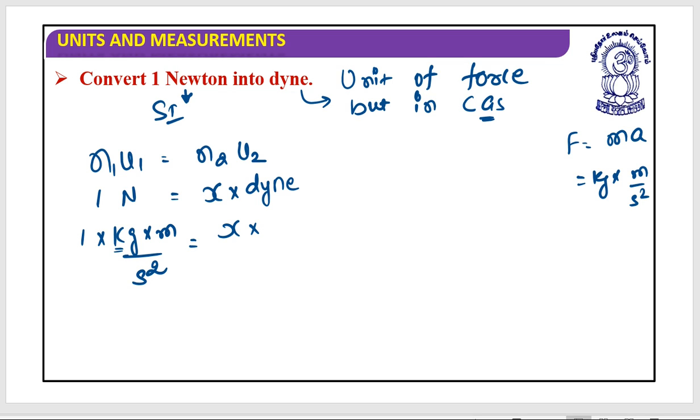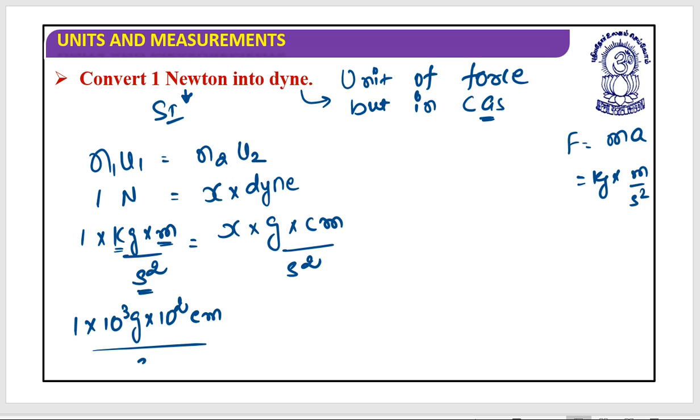Now when it would be in kg in the SI system, in the CGS system it would be in gram. There would be meter in the SI system, here it would be in centimeter. This is second square, here it would be second square. Now what you should do, you need to convert kg to gram, meter to centimeter, and so on. So this is 1 into 10 to the power 3 gram multiplied by 10 to the power 2 centimeter divided by second square. This comes to x multiplied by gram multiplied by centimeter divided by second square.